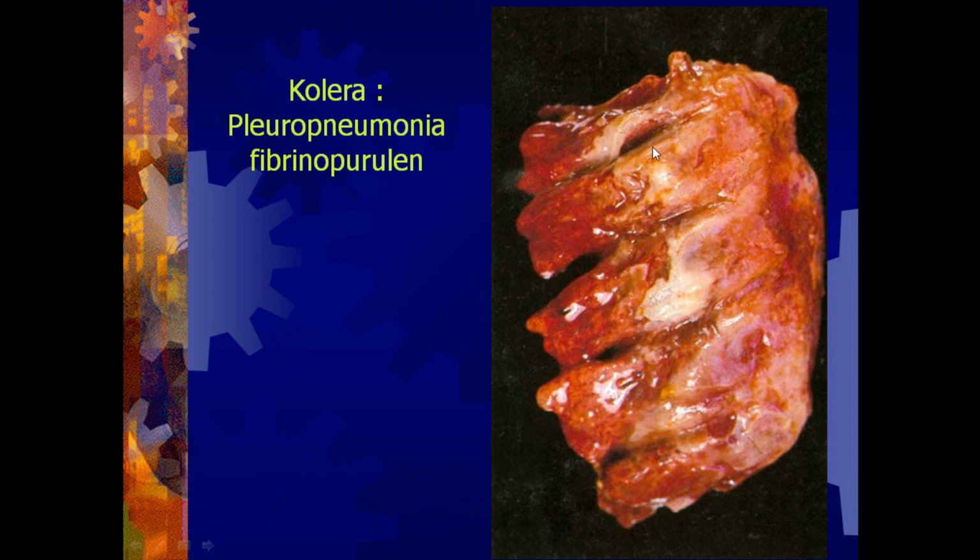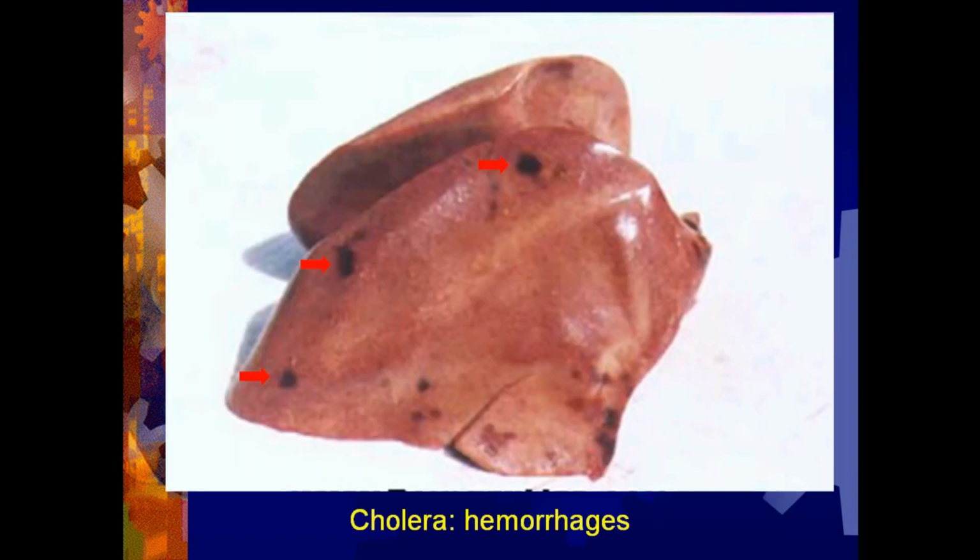This one here is a case of pneumonia with many fibrin exudates covering the lung. We call this fibrinous pneumonia, or if it's mixed also with the formation of abscess, we call it fibrinopurulent pneumonia. This one here, multifocal hemorrhages with degeneration and also perhaps necrosis in the liver.